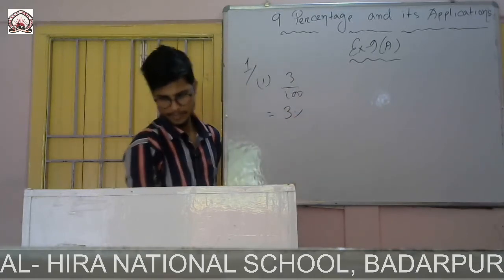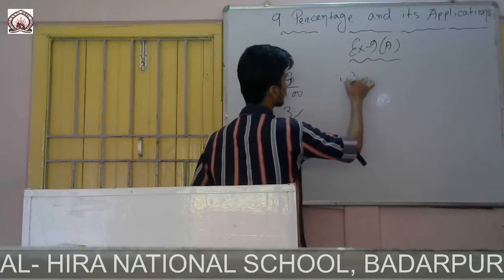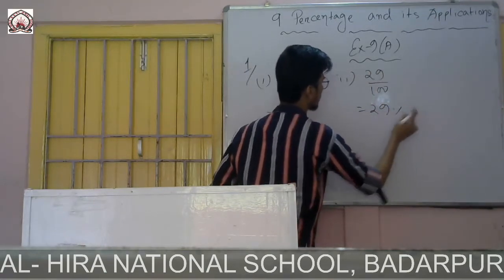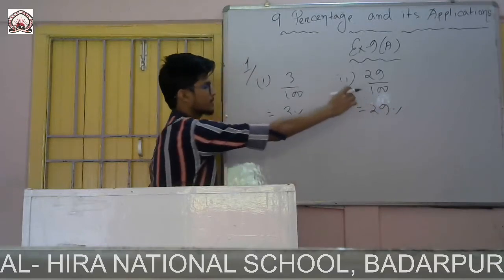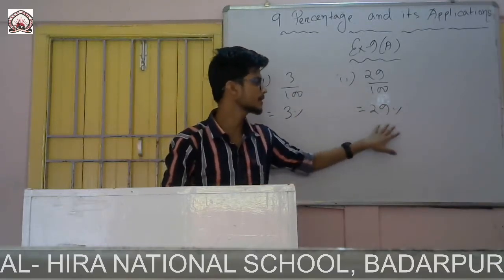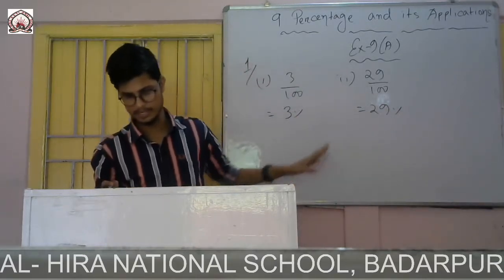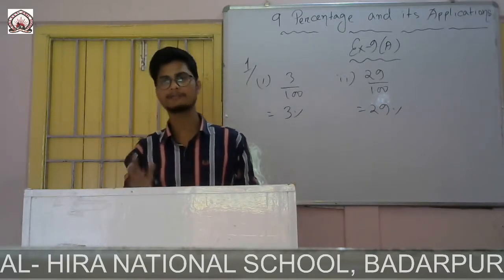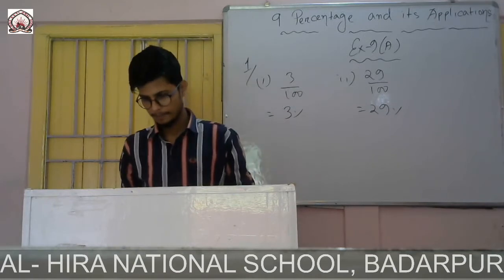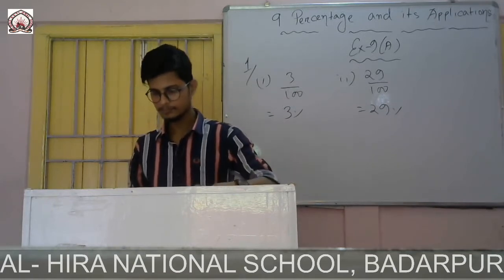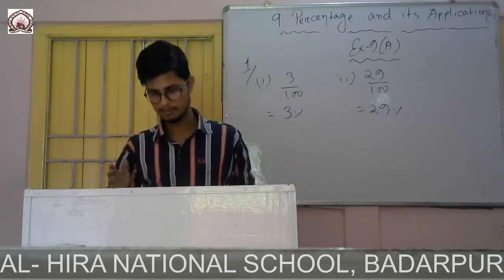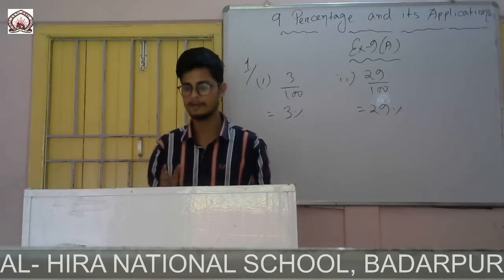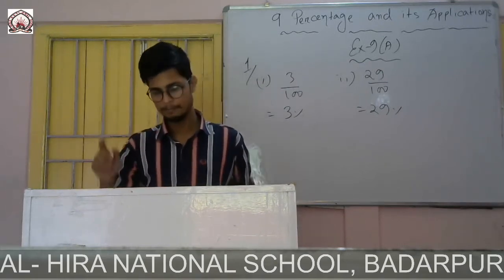Then Roman number 2, 29 by 100. 29 by 100, that means 29%. If the denominator is 100, then simply use the percentage sign, 29%. Next one, Roman 3, 151 by 100, it will be 151%. Same, all same. Then Roman number 4, 12.5%. Then Roman number 5, it will be 235 by 100, it will be 235%.